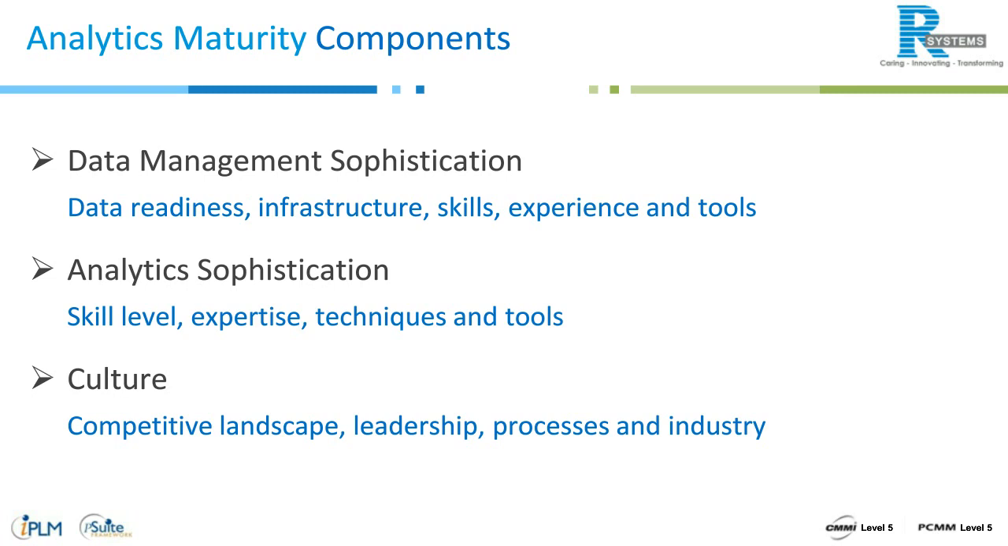Another component or dimension is analytic sophistication, which I go through a little bit later on in a slide. That has to do with the techniques, skill set, and expertise that is required to achieve analytic sophistication. And then everything else, we can just put under one umbrella, which is culture, which happens to be the most important thing. Does the culture in an organization promote and encourage people to make fact-based, data-driven, analytic-based decisions? That has to do with the executive buy-in, the processes, the industry that the company is in, the leadership, and the competitive landscape.